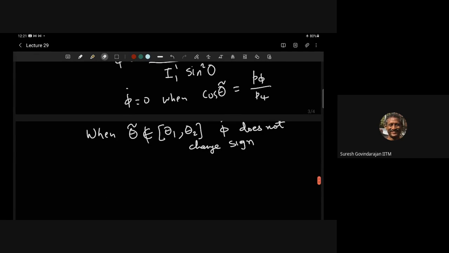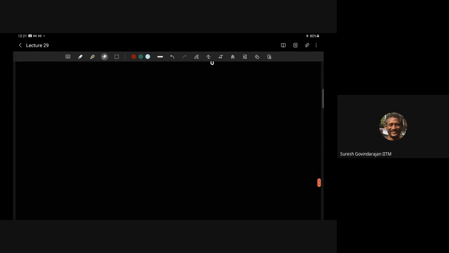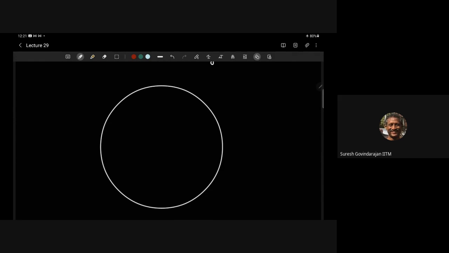Okay. So once we have that, now I can draw a picture of what happens. The same picture I drew last lecture. Okay, so and let's draw one more thing. This is the E3 prime axis.